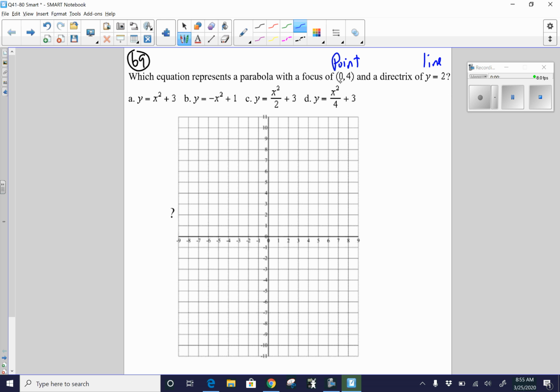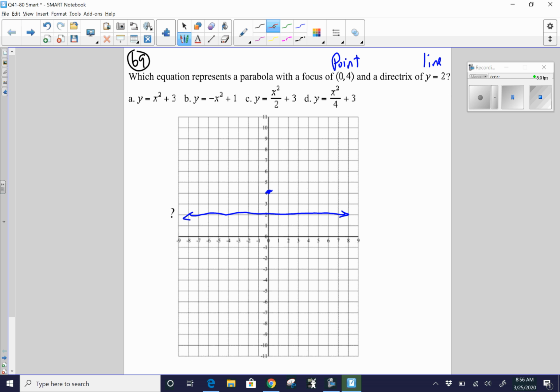So they're telling us that the focus is at 0, 4. So 0, 4 is right there, and it's a focus, so it's a point. And the line is y equals 2. So 1, 2, here's our line. It's the best I can do right now. All right. So what we're looking for is the equation.